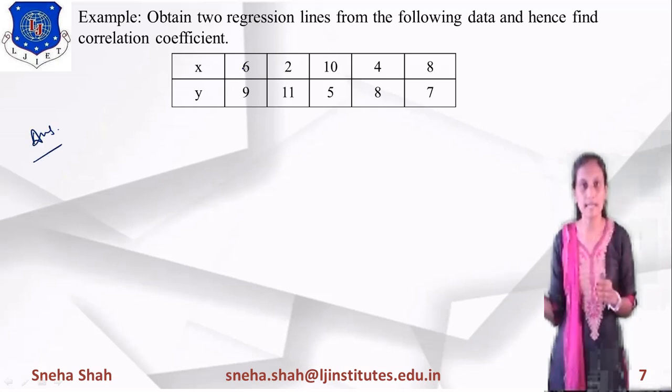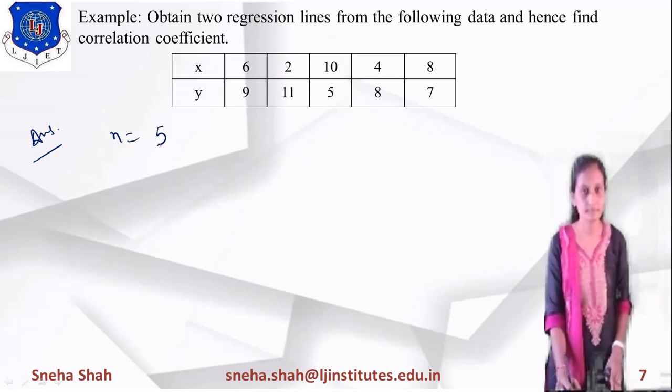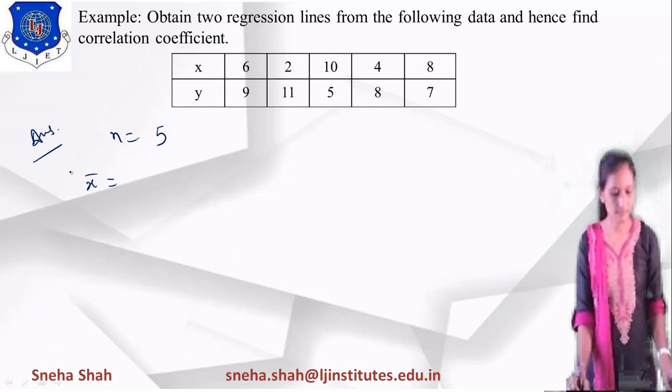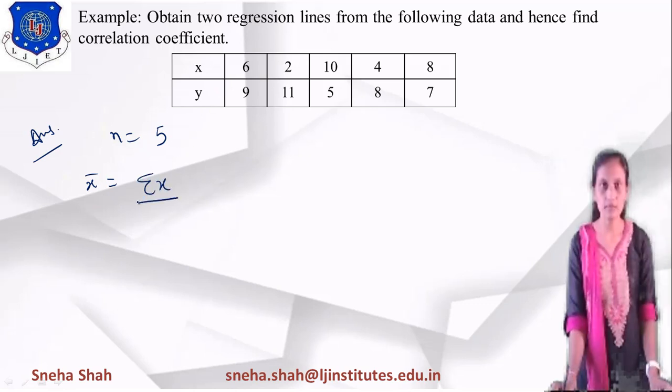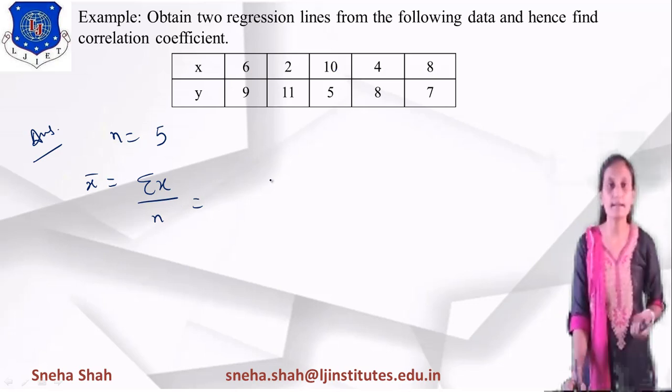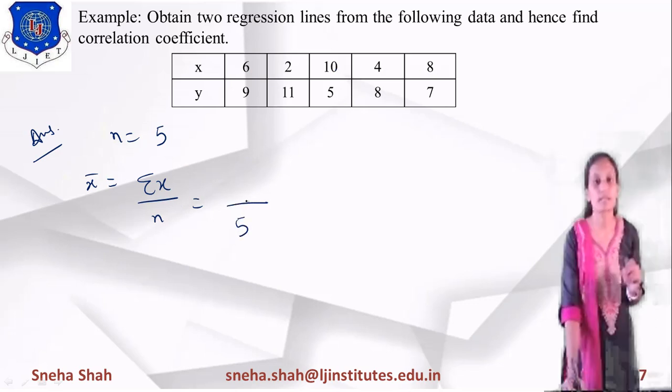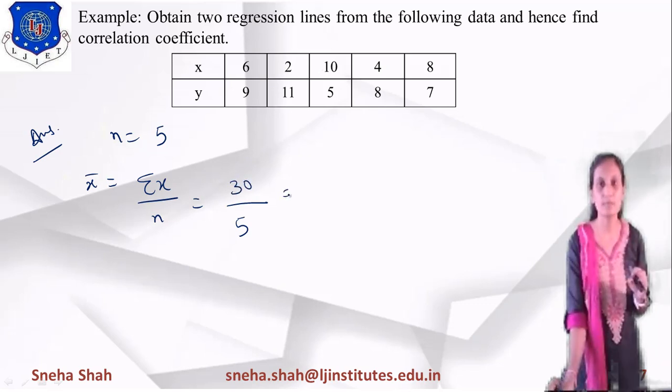Now how do we solve this example? First of all, the number of samples n equals 1, 2, 3, 4 and 5, so n equals 5. Now suppose I want to find the value of x bar. x bar means the mean value of x. What is the mean value of x? The formula is summation x upon n. What is the value of summation x? 6 plus 2 plus 10 plus 4 plus 8, divided by the number of samples, 5. If I add all these values, 6 plus 2 is 8, 8 plus 8 is 16, plus 4 is 20, plus 10 means 30. So 30 divided by 5 means its value equals 6.